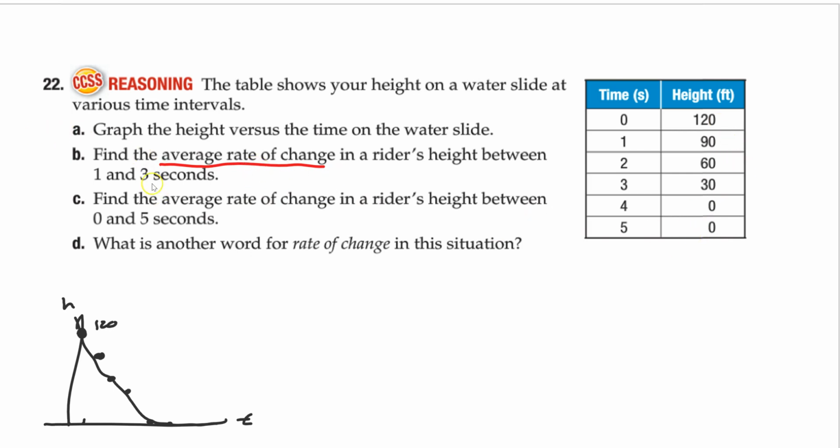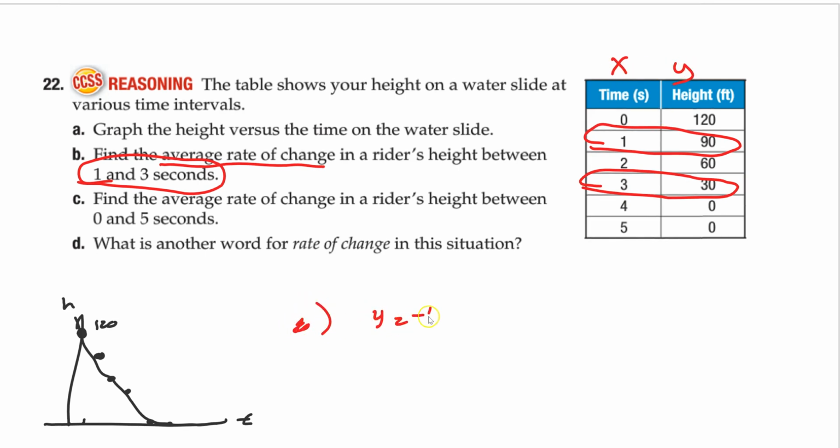So I want to find the average rate of change between 1 and 3 seconds. Now they told me 1 and 3, so I'm going to use 1 and 3. So when they give the actual values, you've got to use those values. So this is my x, this is my y. So they want the rate of change, so it's going to be y2 minus y1 over x2 minus x1. So let's say this is x1, x2, y1, y2.